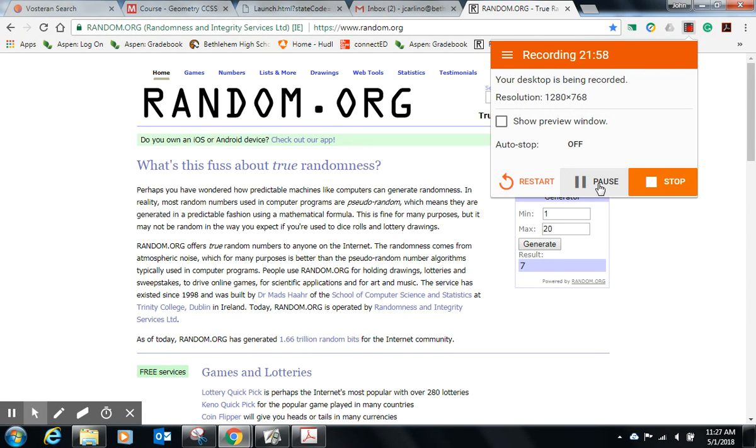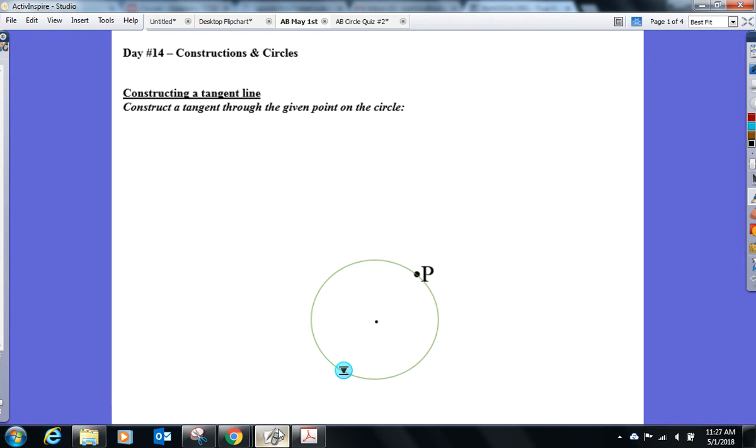Second thing, because it is all constructions tonight, you will not see an answer key up on Aspen. So just keep that in mind. Tonight, if you forget the steps, go under the Regents Review folder and look at the YouTube link there. All right, so here we go.